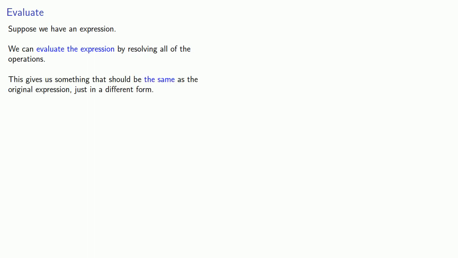Suppose we have an expression. We can evaluate the expression by resolving all of the operations. This gives us something that should be the same as the original expression, just in a different form.